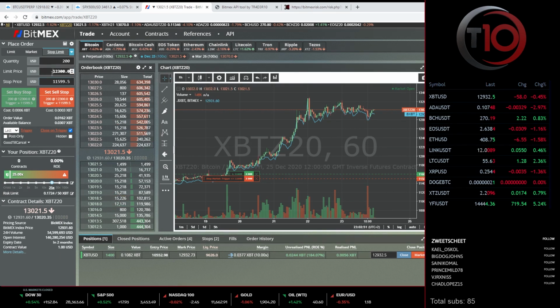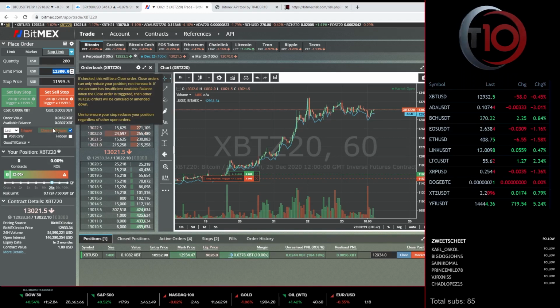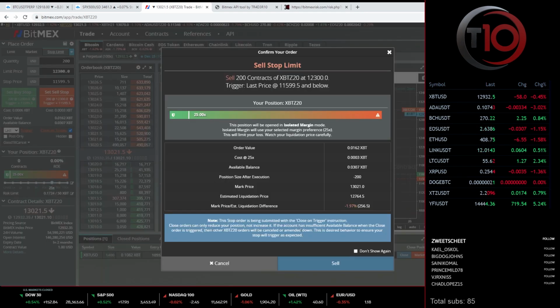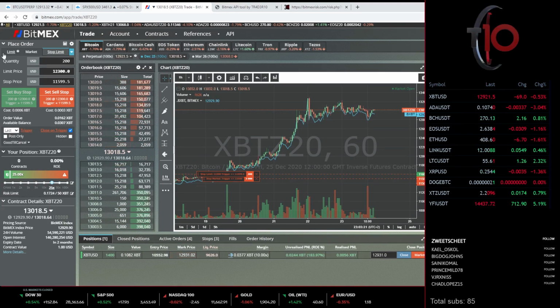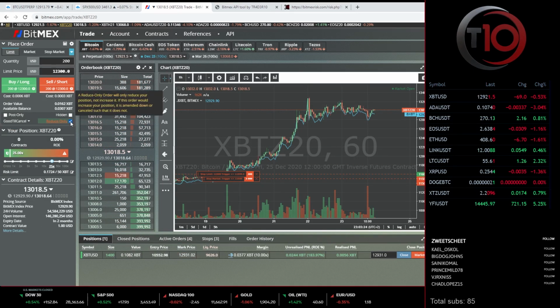And then my profit target price is 12.3. So fair. And it's a reduce only. And in this case, it's a stop, so it's close on trigger, but that's the same as reduce only. So I can click here, sell. Now there's a stop order here, but this one will not close my position at this point. This one will wait for price to go to 11,599.50. Then it will trigger the 12.3 profit target, 200 contracts, reduce only.